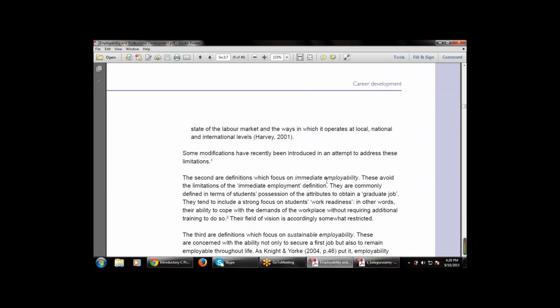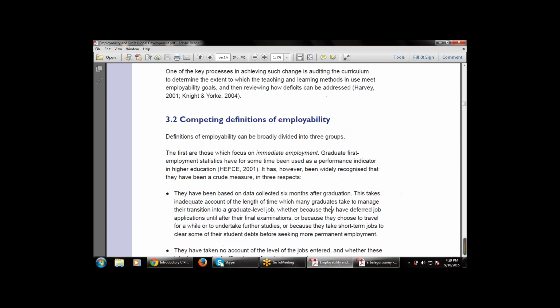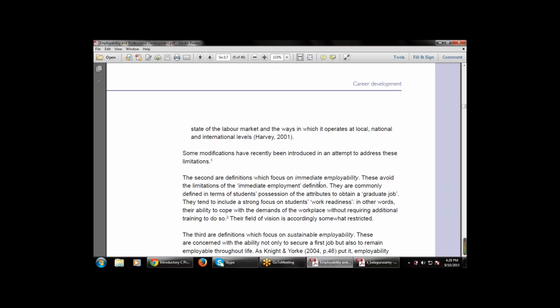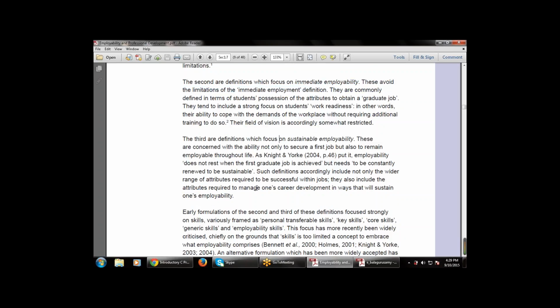So one is known as immediate employment. The second definition also focuses on immediate employability. The third is known as sustainable employability. There are some limitations of immediate employability, so sustainable employability comes into the picture.